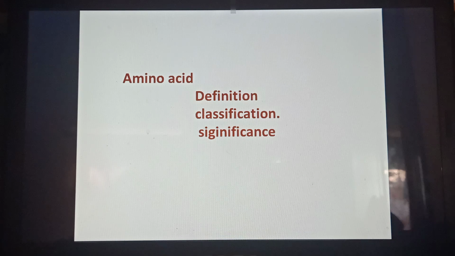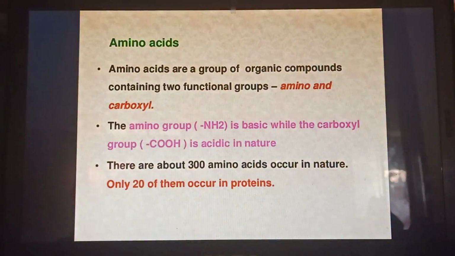So, first, what are amino acids? Amino acids are organic compounds consisting of two functional groups, an amino group and a carboxyl group. The amino group is represented as NH2. It is basic in nature, while the carboxyl group is COOH. It is acidic in nature. There are about 300 amino acids which occur in nature, but only 20 of them occur in proteins.